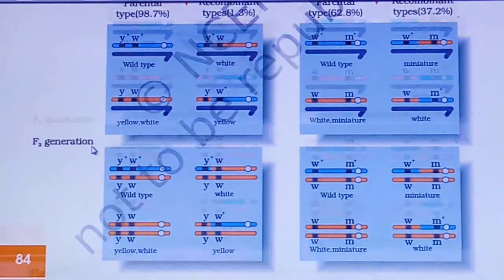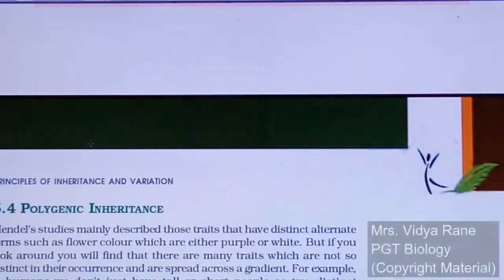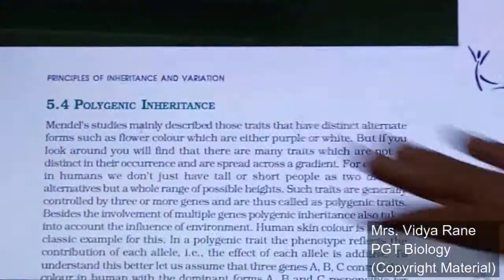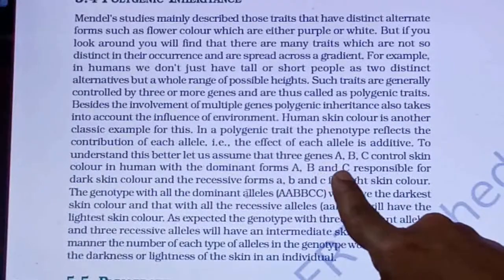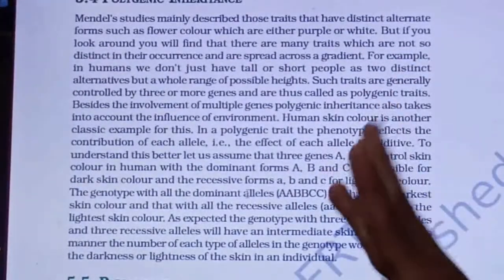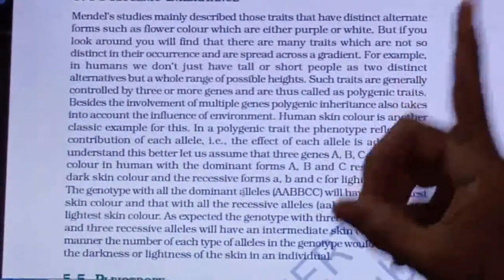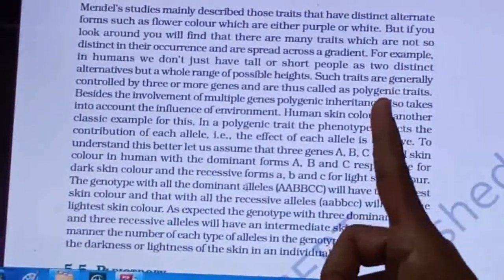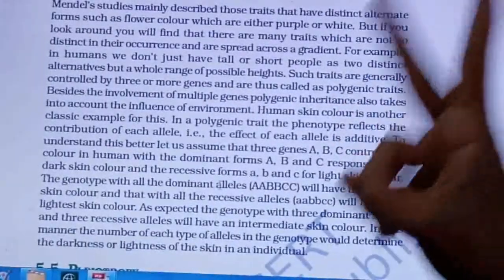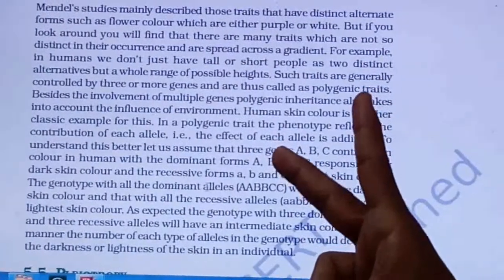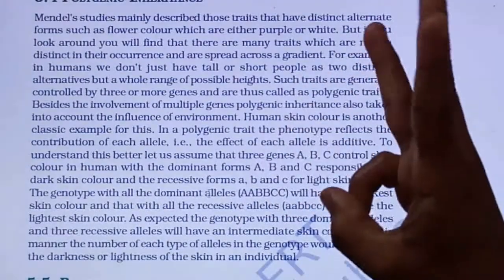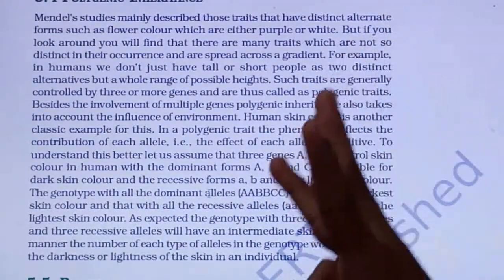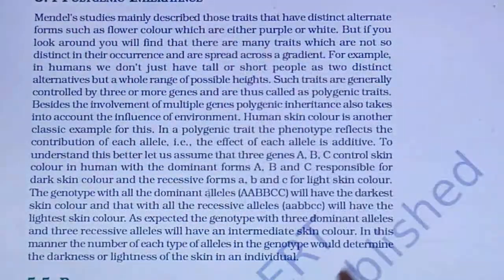Prepare well. On the next page, page number 85, polygenic inheritance is given. In this polygenic inheritance you can see A, B, C. 3 genes have been taken. When we saw the monohybrid cross, it meant 1 gene inheritance; in the dihybrid cross we saw 2 genes inheritance. Like that, 3 genes inheritance is there, a trihybrid cross. That is why it is known as polygenic inheritance.